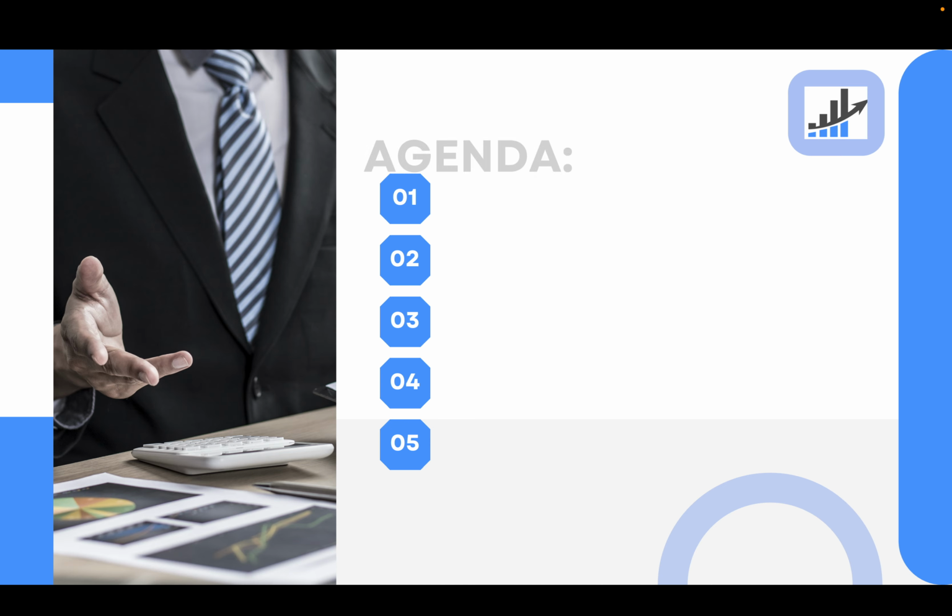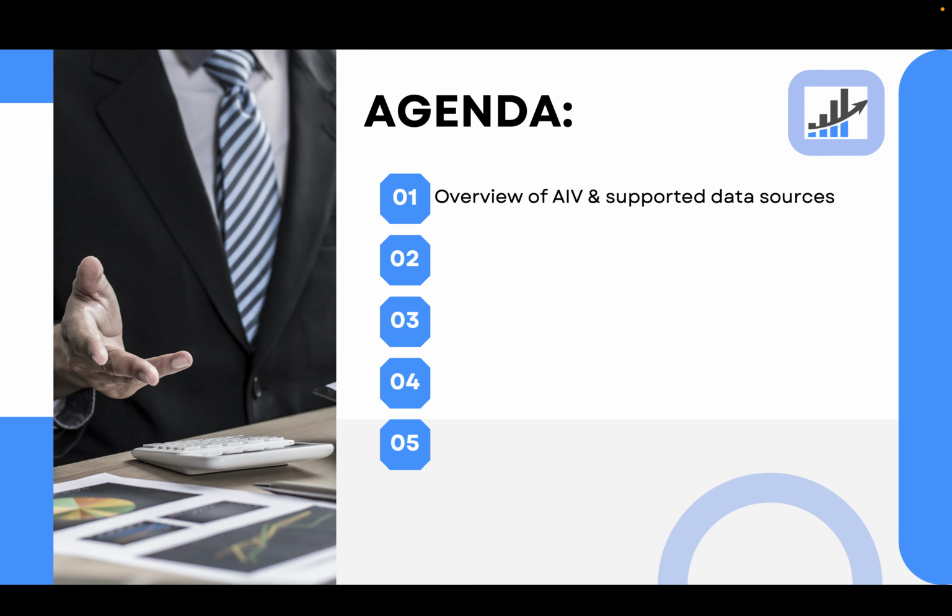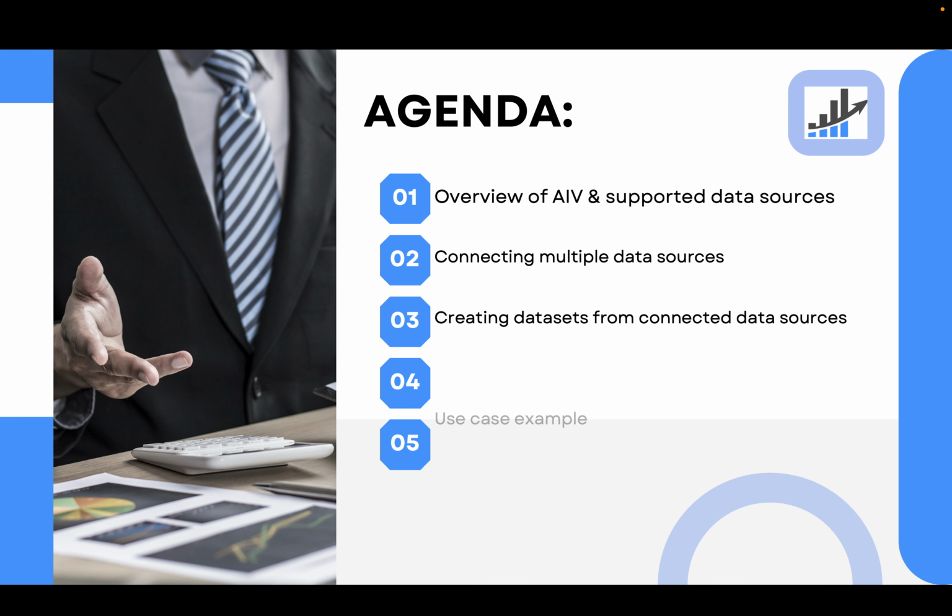So what is the agenda today? First, an overview of AIV and supported data sources. Then connecting multiple data sources. Third, creating datasets from connected data sources. Whichever data sources we connect with AIV, we will be creating a dataset on top of that. Then I will show you some use case examples. Then there will be a Q&A.